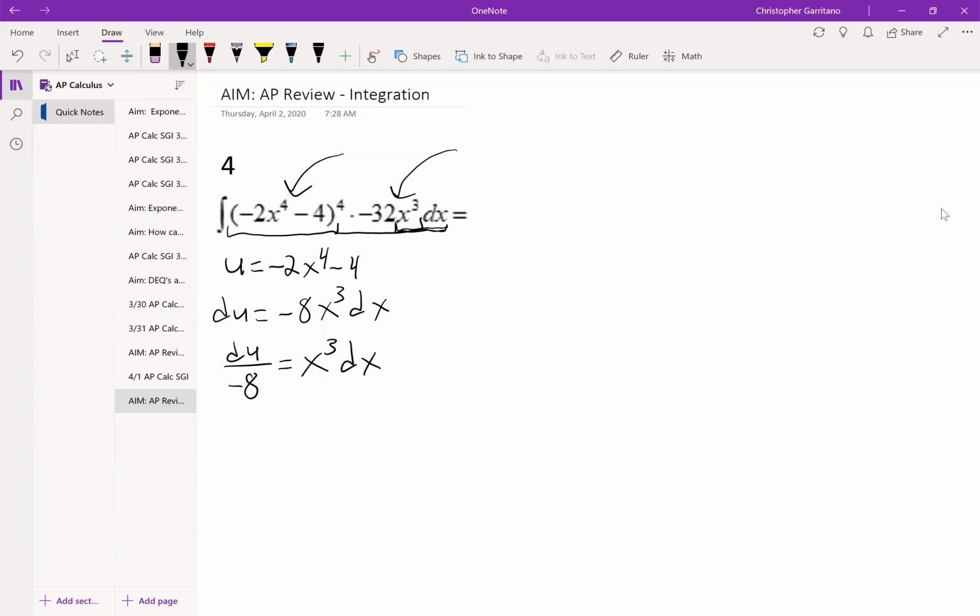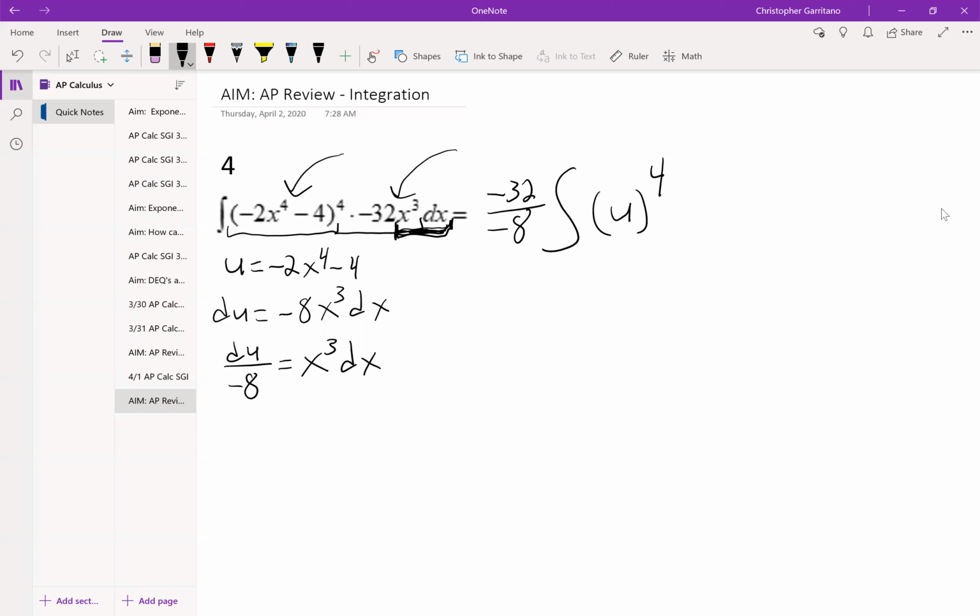All right, so now that x cubed dx that I have right over here, I'm going to replace it with du over negative 8. This is negative 32. It's a constant, so I'm going to pull that out front. And actually, at the same time, I'm going to pull the negative 8 all the way out front. So I have the negative 32 over negative 8 times the integral of, well, this negative 2x to the 4th minus 4, that was my choice of u. So I have a u to the 4th.